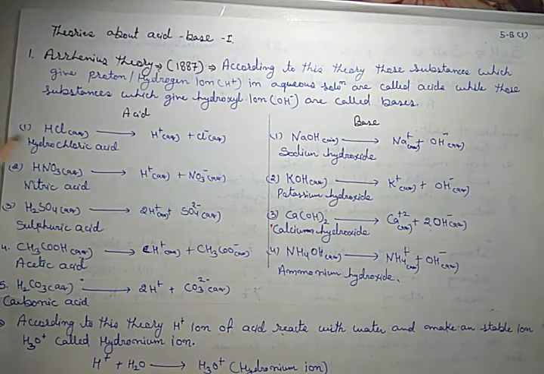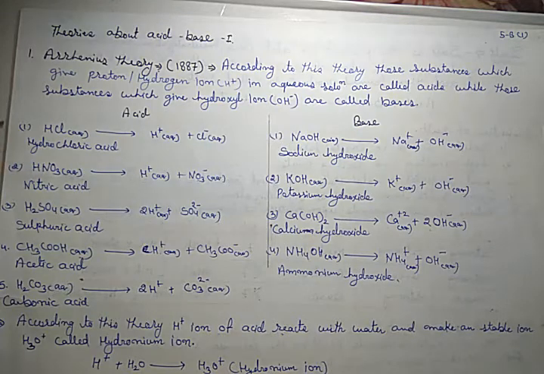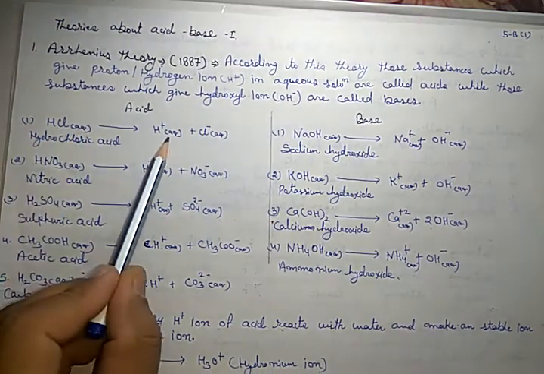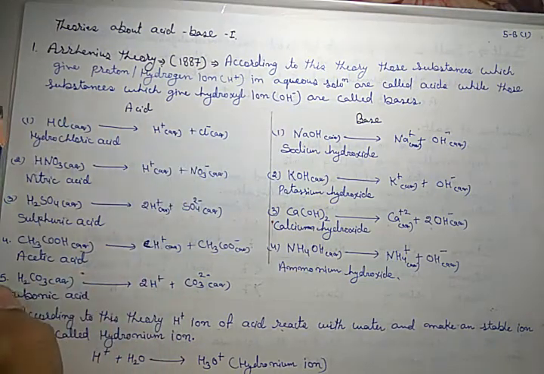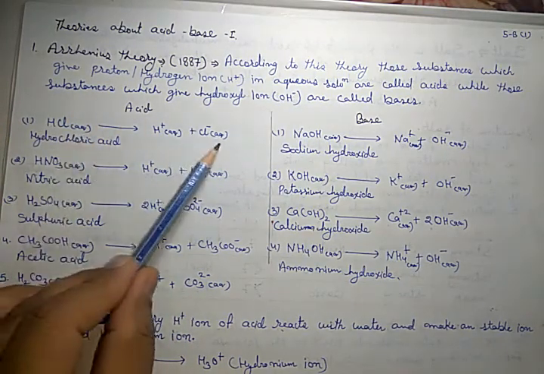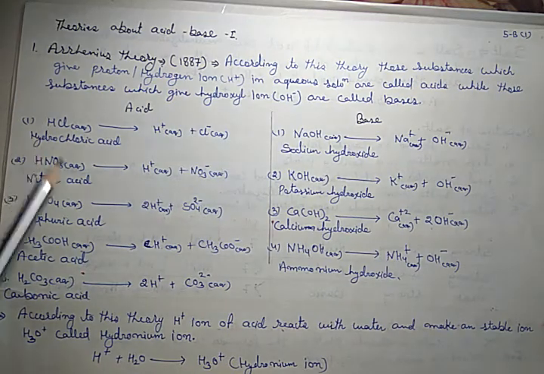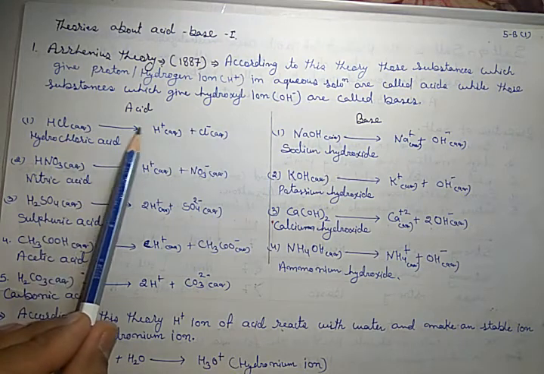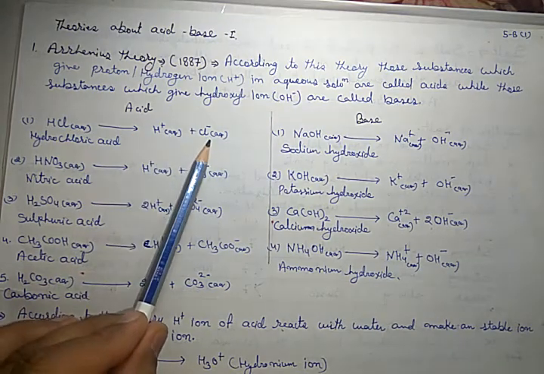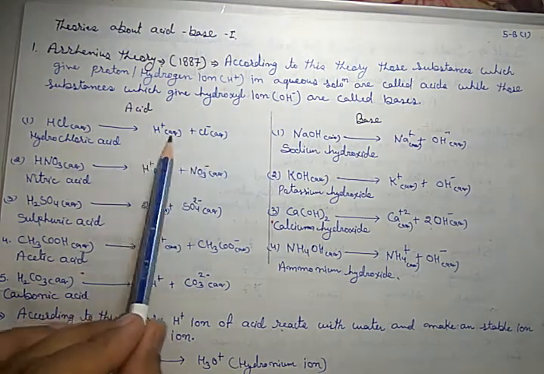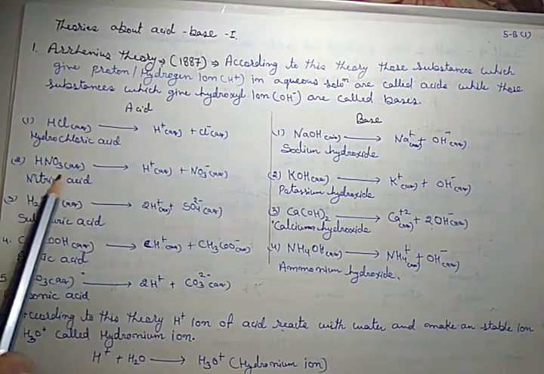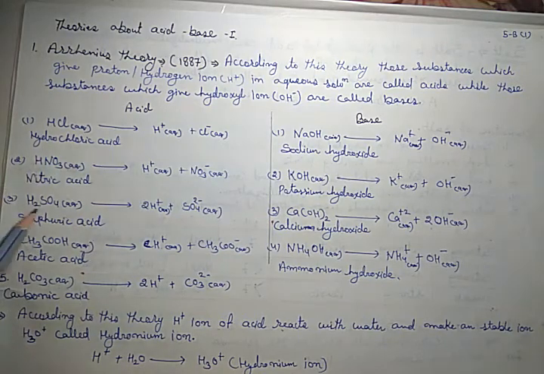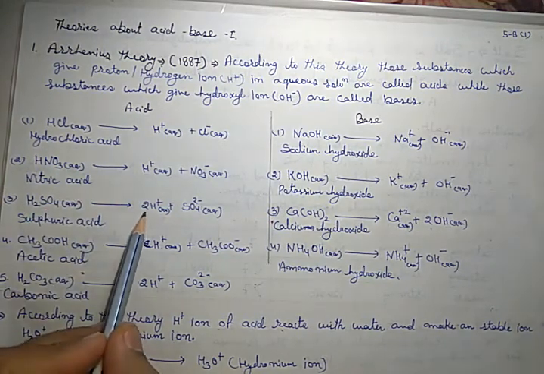Here are some examples of that. First one is HCl(aq), where aq denotes aqueous. Clear? When HCl is dissolved in water, it releases H+ ion and Cl- ion. Since it gives H+, it is an acid. HNO3, nitric acid, also gives H+ ion. H2SO4 gives 2H+ ion.